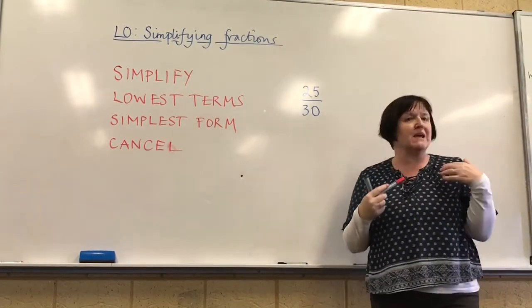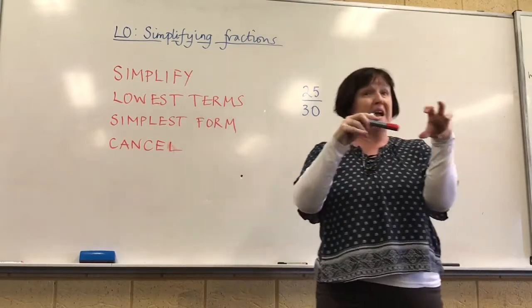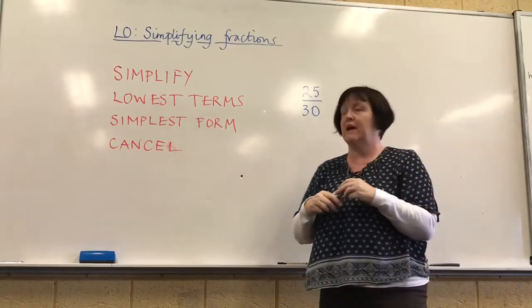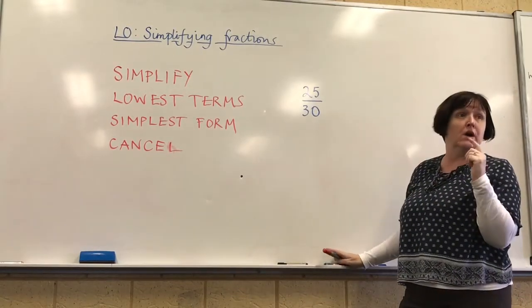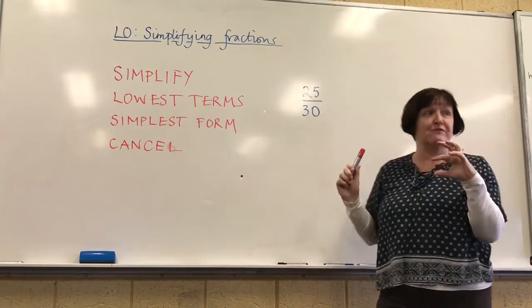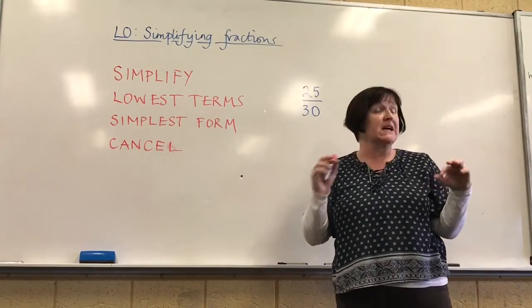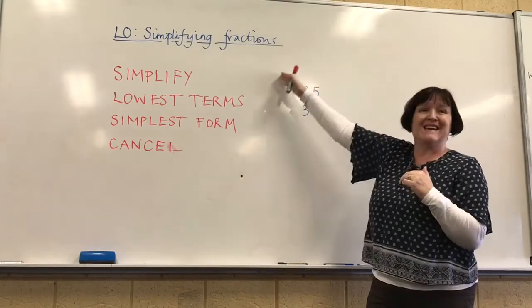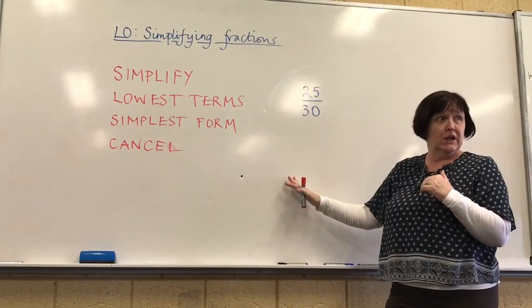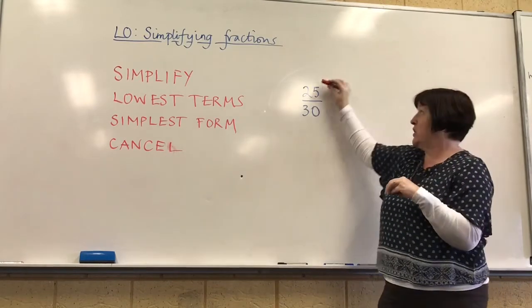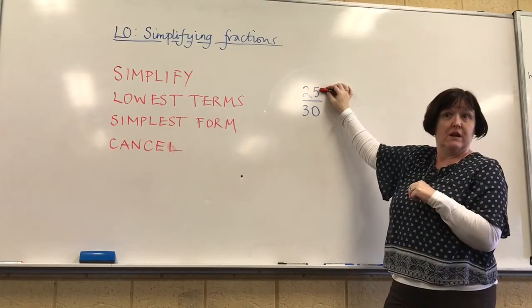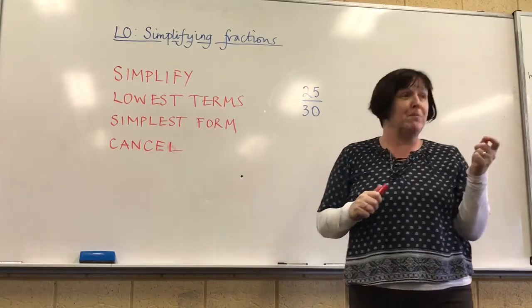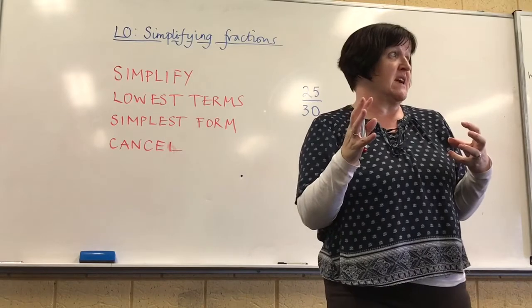What we have to do, remember yesterday we were looking at making equivalent fractions, and we had to treat the numerator and the denominator exactly the same, didn't we? Well, that also pertains for this. You have to treat the numerator and the denominator exactly the same. So what we've got to look for is a number that will divide into 25 and will also divide into 30. And preferably the biggest number that does that, okay?